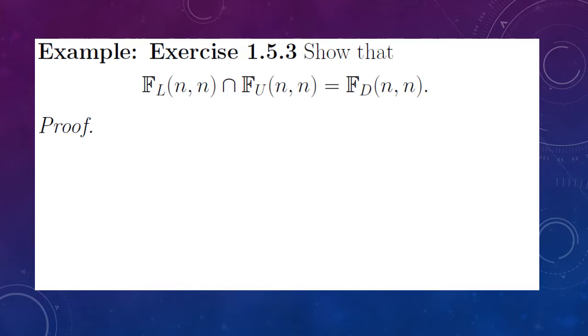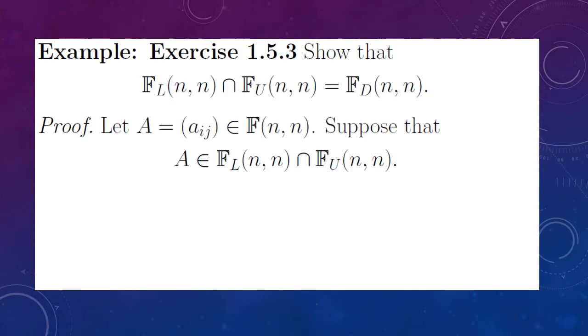So the first example here is we want to show that the intersection of lower triangular matrices and upper triangular matrices ought to be the diagonal. Now if you think about this for a minute, it should be pretty clear that this statement is true, but let's actually go through and write everything down so we can see all the individual pieces. First, take an element A in F^(n×n) and suppose that it's in the intersection.